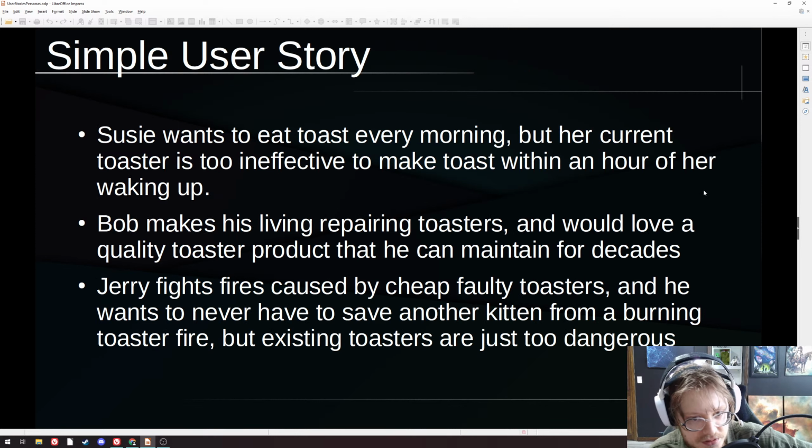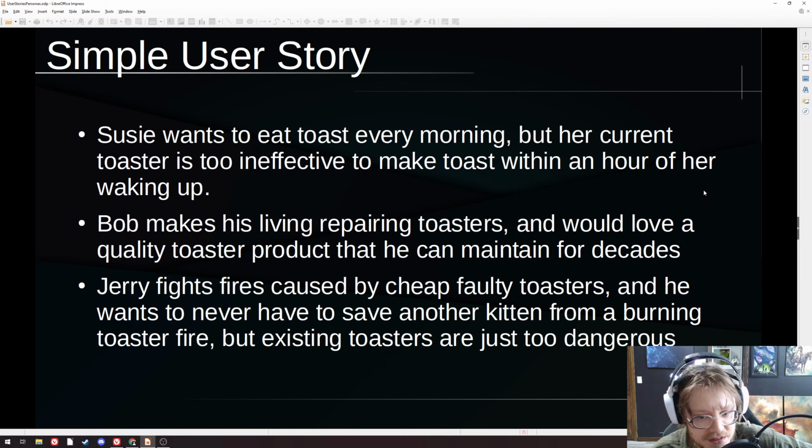A simple user story. Susie wants to eat toast every morning, but her current toaster is too ineffective to make toast within an hour of her waking up. Well, of course our Toast Pro toaster is going to solve that. See, Susie has a pain point that she needs addressed. I omitted the rest of the story. I'm keeping these short one-liners. We'll see what a long-form one looks like when I get to scenario. So, Bob makes his living repairing toasters and would love a quality product that he can maintain for decades.